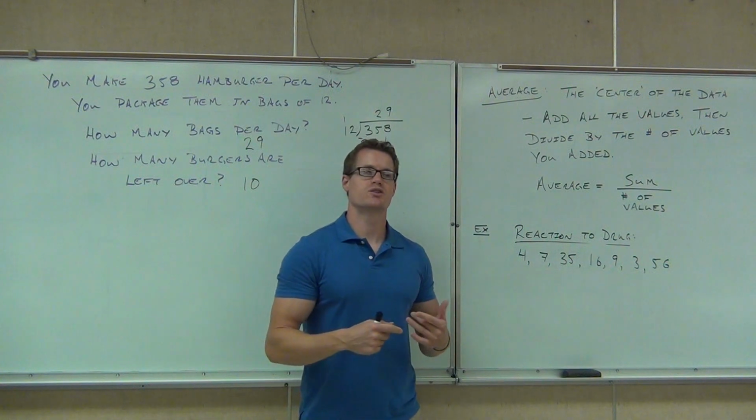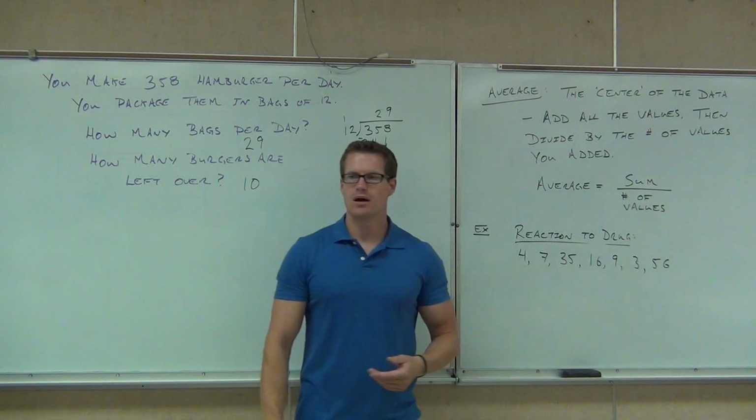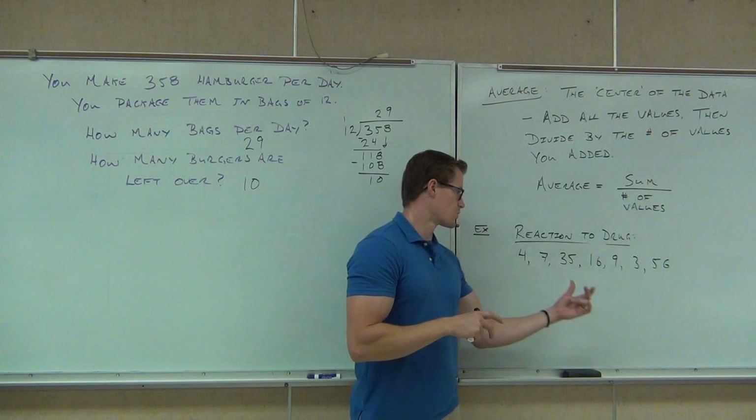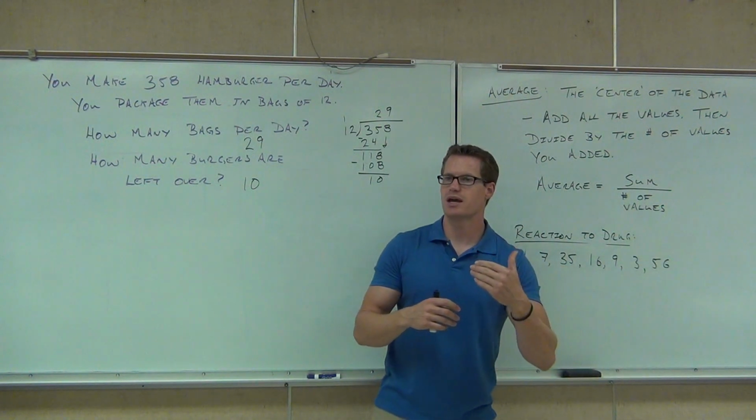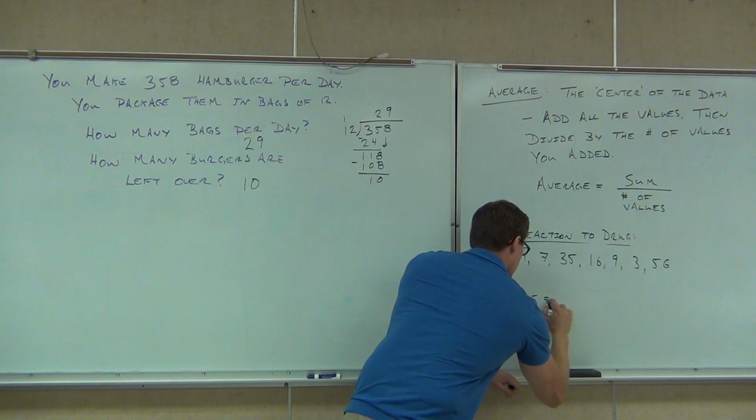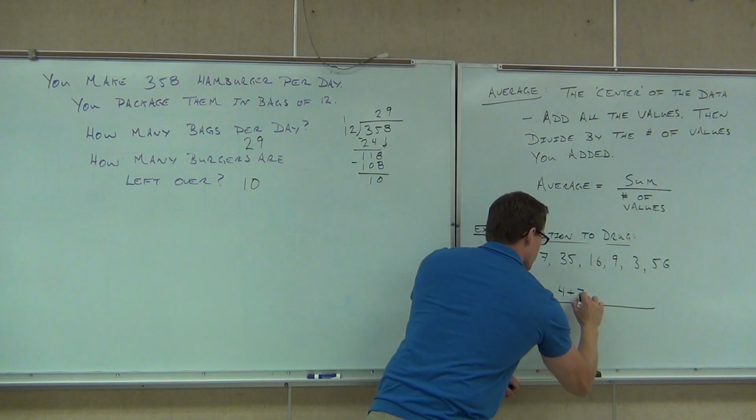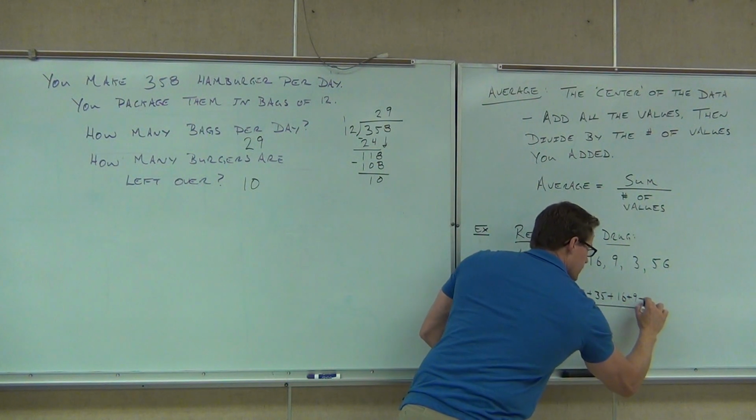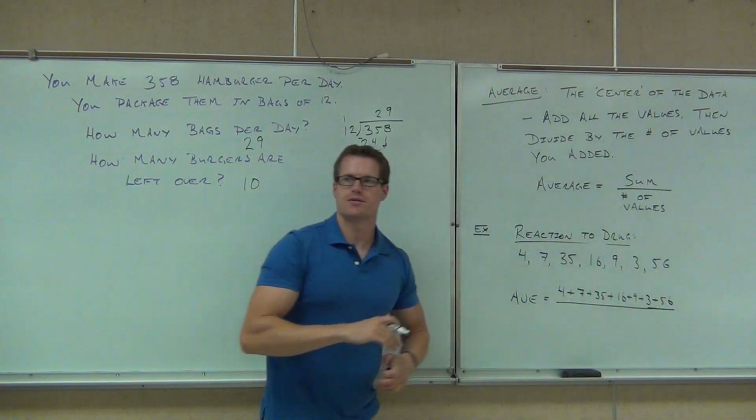So what we're going to do is figure out what the average headache was for this group of people. How we find the average is we're going to add up all the levels of our headache. So we're going to add the 4, 7, 35, 16, 9, 3, and 56. We're going to add those together first. So, finding the average. I want to know what is 4 plus 7 plus 35 plus 16 plus 9 plus 3 plus 56. We have to add all of that stuff up.